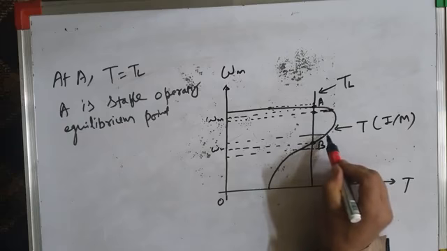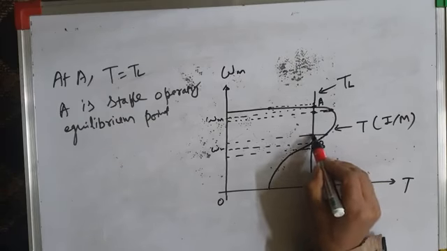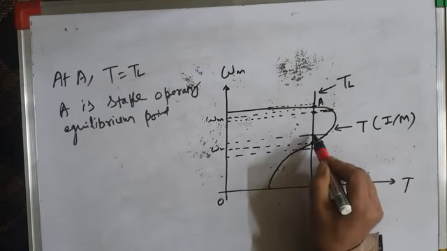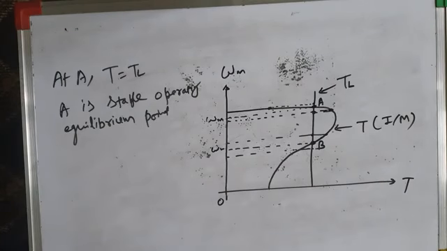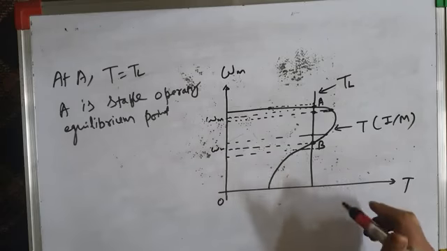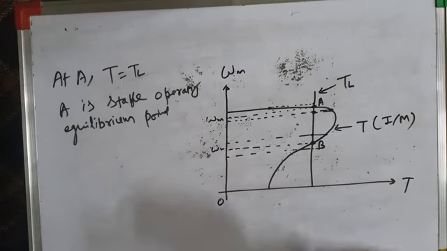Now at the new operating point, what is the motor torque? Motor torque is this and this is the load torque. You can see clearly motor torque is greater than load torque. And since motor torque is greater than load torque, it causes further speeding up of the drive. So the drive keeps on speeding up and it runs away from its original operating point.